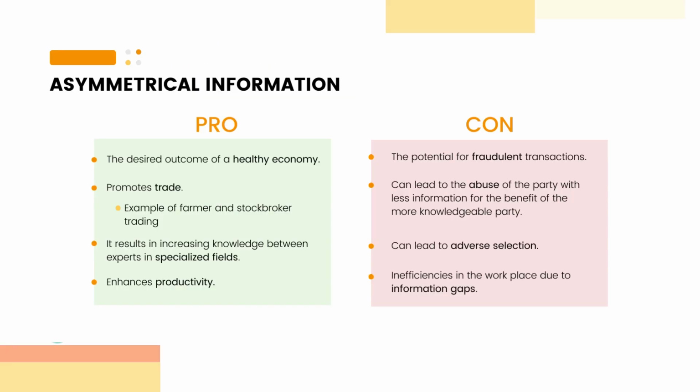Here we will take a look at the different pros and cons of asymmetrical information, and we'll start off with the pros. From an economic perspective, asymmetrical information is not a negative concept. Instead, it's the desired outcome of a healthy market economy. This is because it means that skilled workers specialize in a specific trade, thus providing value towards productivity and other traders. We'll take a look at this in a quick example.